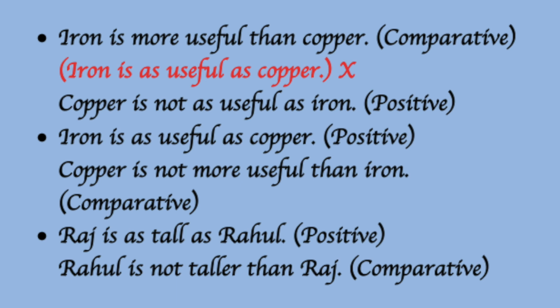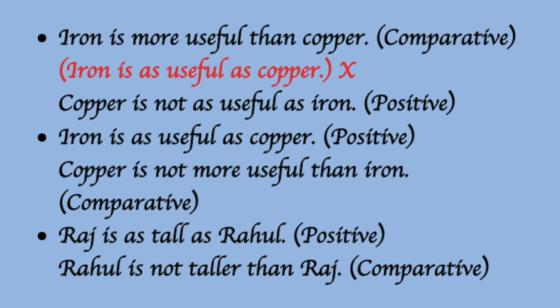But is this sentence correct? Here is a mistake. What is the mistake? Did you notice? In the first sentence, we wrote iron is more useful than copper, right? But see the next one, iron is as useful as copper. It means iron and copper are equal. Are they equal? No. Here the meaning is changed. Iron is more useful than copper.